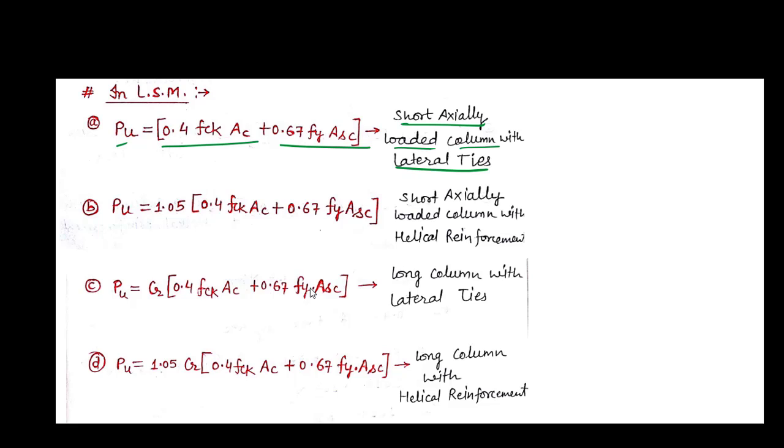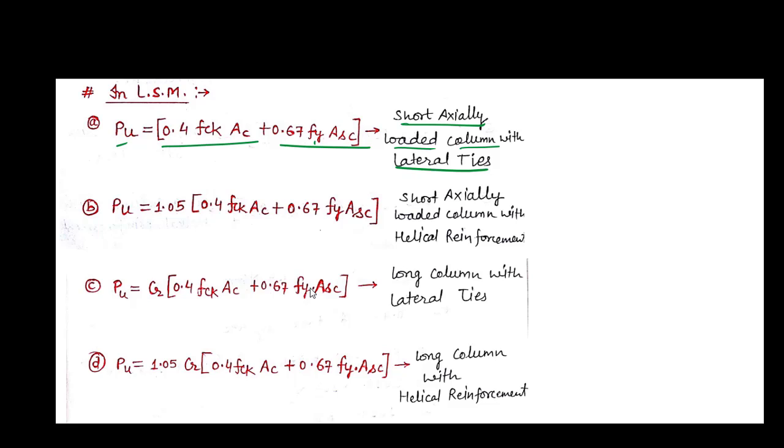Here fck is the characteristic compressive strength of concrete which we are using. Ac is the area of concrete. Fy is the strength of steel or the grade of steel which we are using, and Asc is the area of steel in compression. So this formula will apply for a short axially loaded column with lateral ties, meaning it is a short column, it is axially loaded, so the e minimum condition is being satisfied, and it has lateral ties, meaning it is a rectangular or a square column.